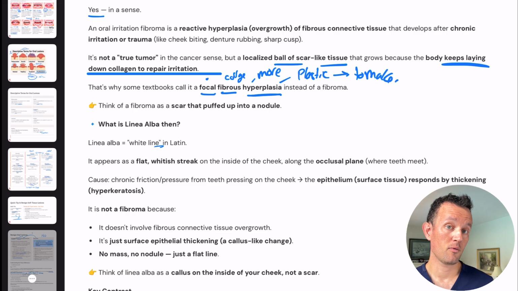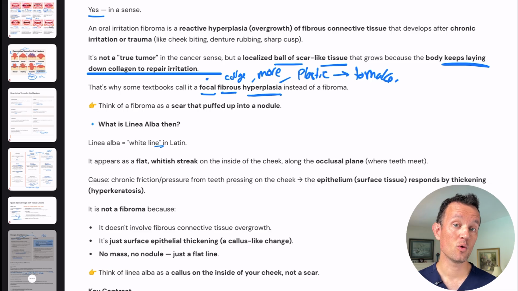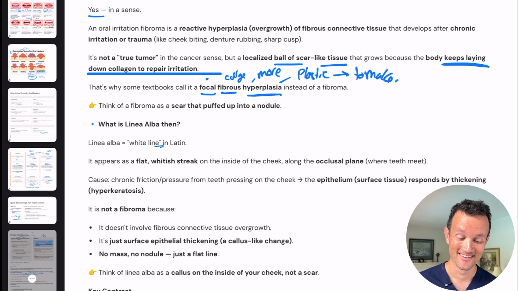So if you want to sound really smart at school, you just tell people, oh, I've noticed this person has a focal fibrous hyperplasia. And everyone will look at you like, what on earth did you just say? All you said is there's a little spot where extra collagen's been put down. That's really all it is.